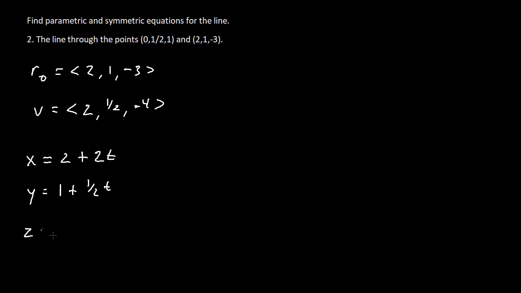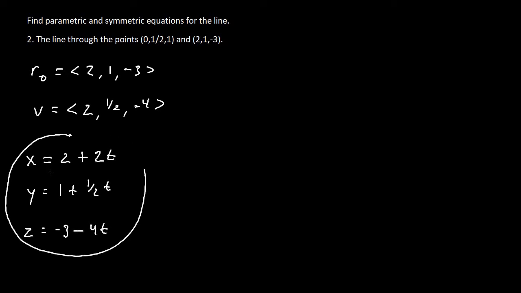And then z is going to equal z sub naught, which is negative 3, plus c, which is the z component of the vector, which is negative 4, times t. So this, instead of plus, is going to be minus 4t. So we have minus 4t. And so those are going to be the parametric equations.